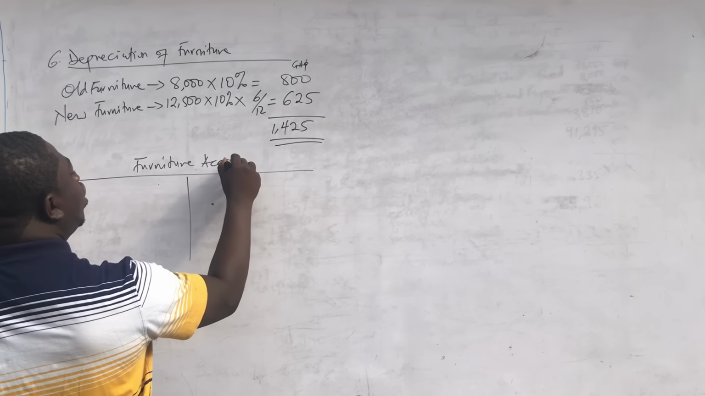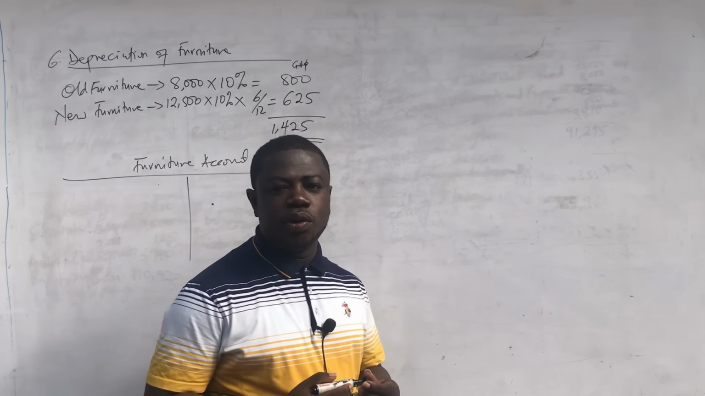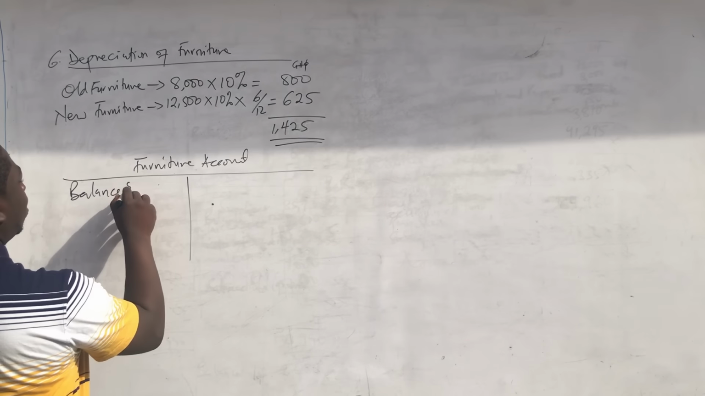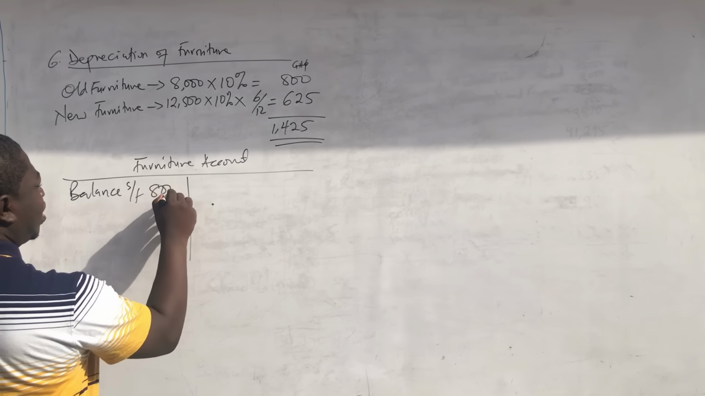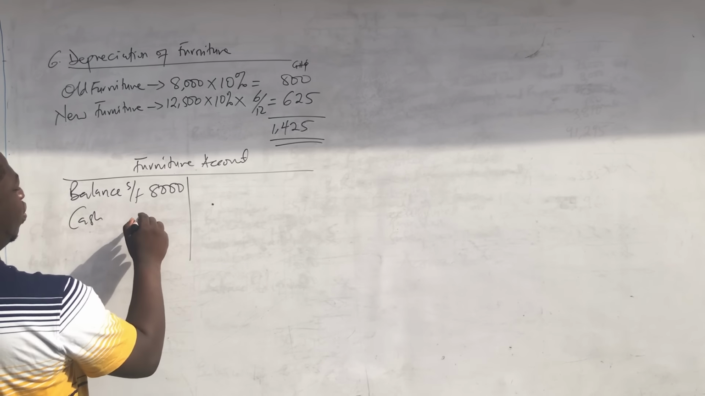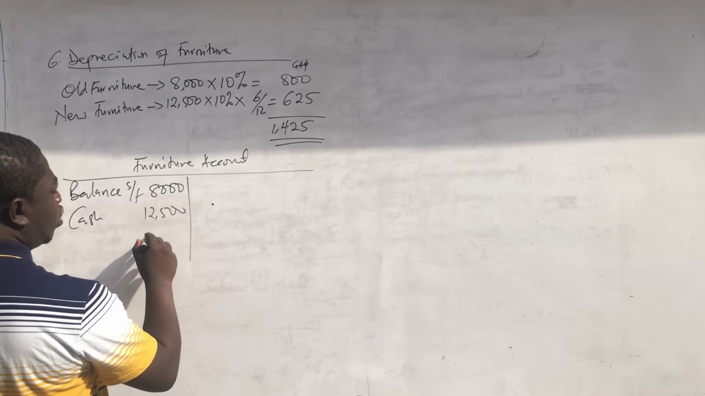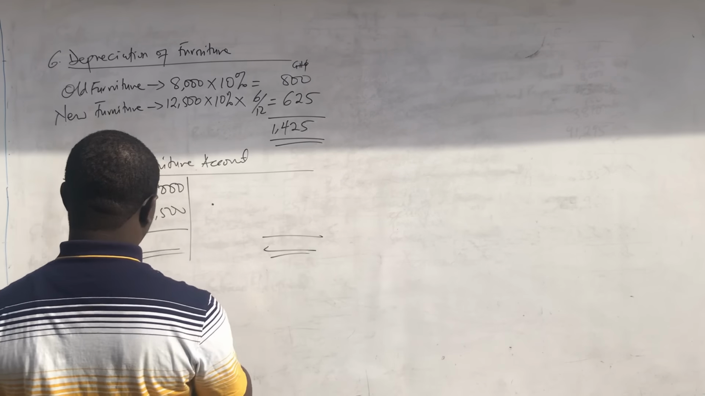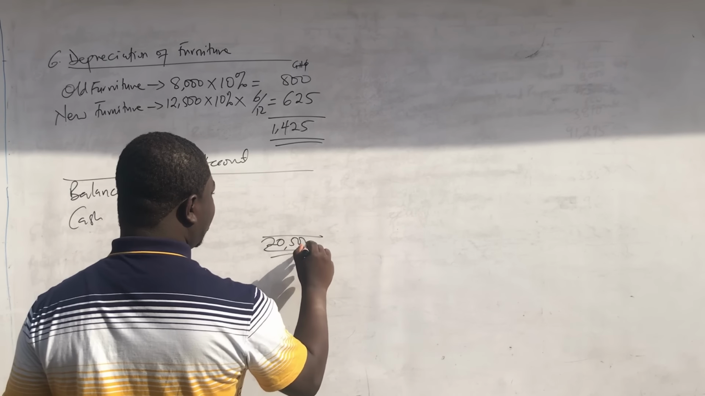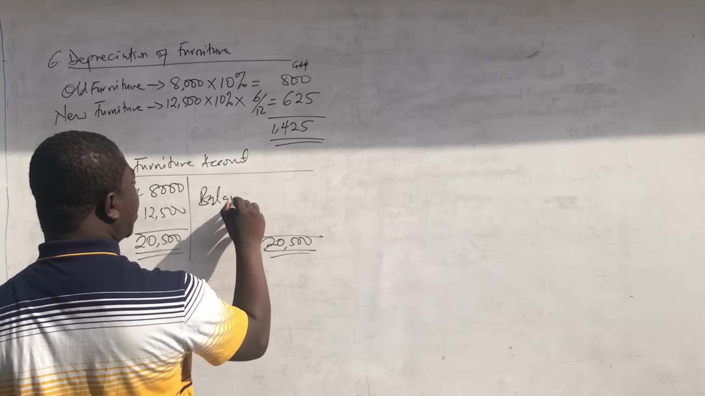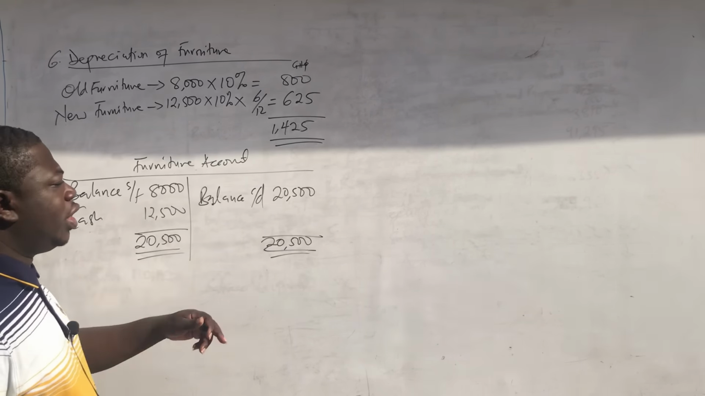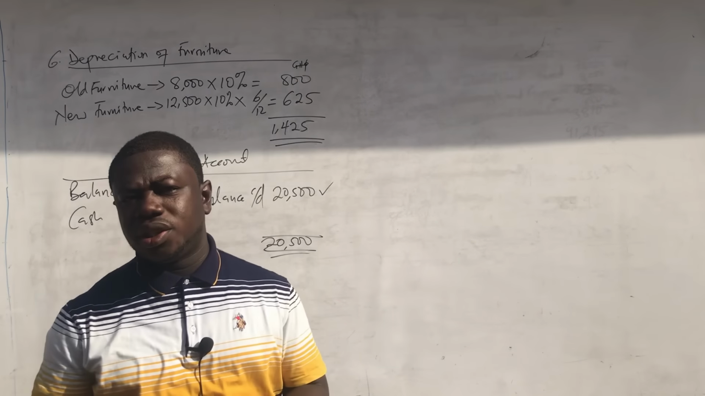Even though the depreciation was on a monthly ownership basis, when it comes to the cost, we have an opening balance of 8,000 Ghana cedis. And then there was a new furniture that was bought, which is 12,500. And so when we add that up, we are going to get a total figure of 20,500 for the furniture. And that will be the balance carried down, 20,500, which is going to be taken to the statement of financial position.